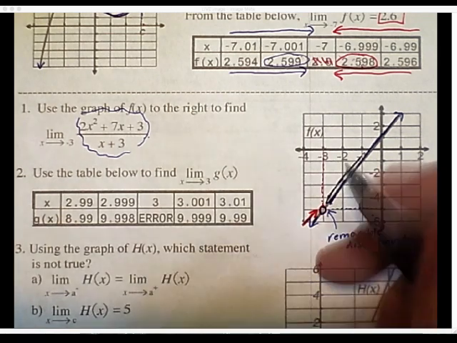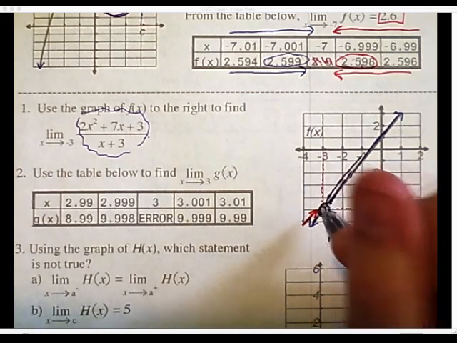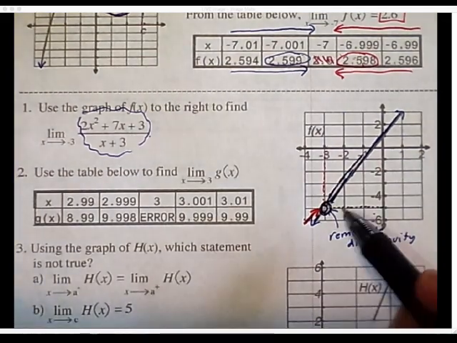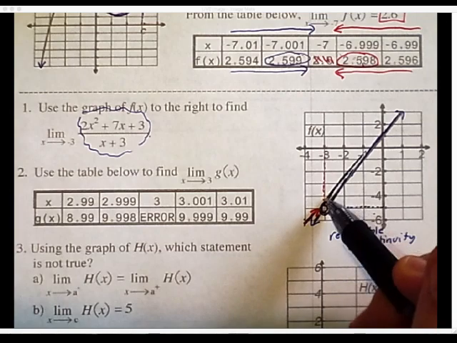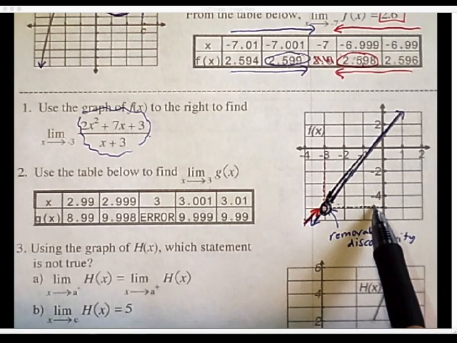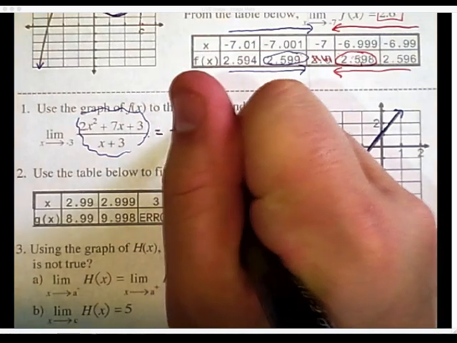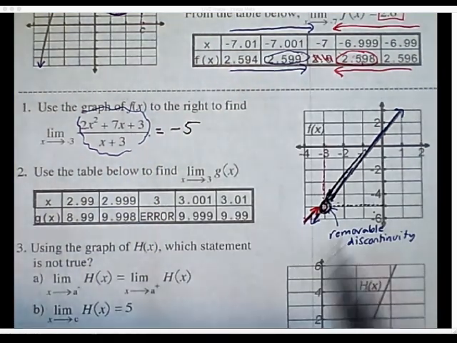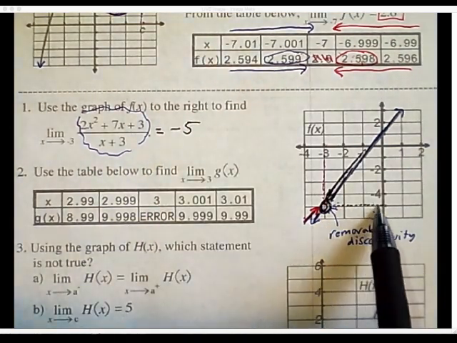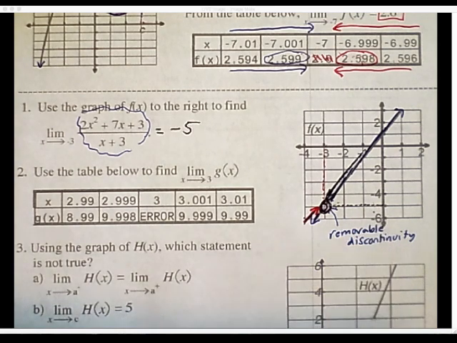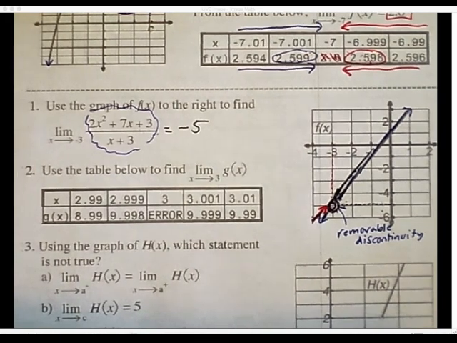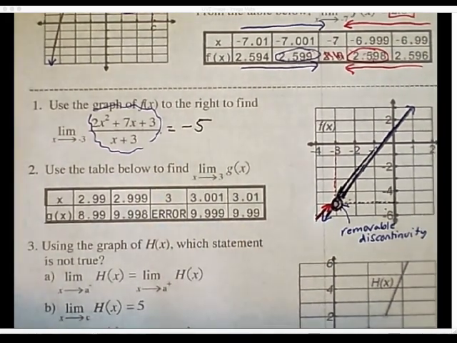And even though there's a hole here, that doesn't matter for limits. As long as we approach the same number from the left and the right, the limit exists. Okay, so in this case, the right answer is -5, because that's what y value we're getting really close to. So that's a way to analyze it graphically.